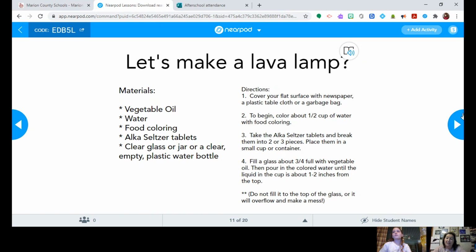When the Alka-Seltzer hits the water, it's going to start releasing carbon dioxide gas. And that gas is going to pick up the water bubbles and send them up through the oil until the carbon dioxide bursts at the top and then the water falls back down. So I want you to get out an Alka-Seltzer tablet. Okay. And then I want you to break it into a couple of little pieces.